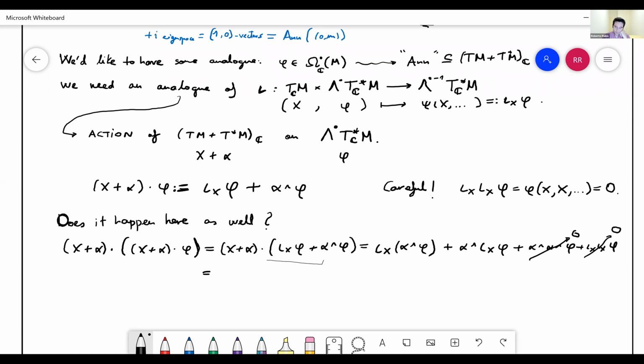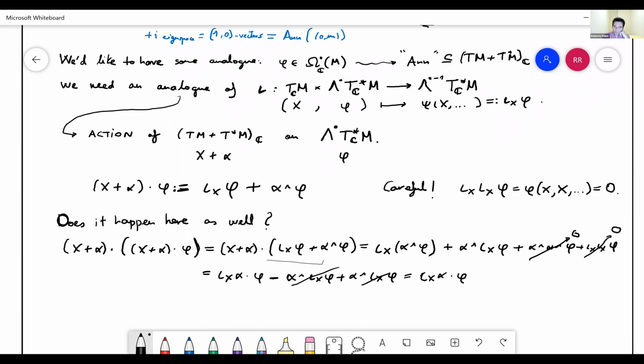This acts as a derivation. So I have ix alpha times phi, because it's just a function, plus, now minus, because it's a one form, and that's actually important, minus alpha wedge ix phi, plus alpha wedge ix phi, this goes. So I get ix alpha phi.